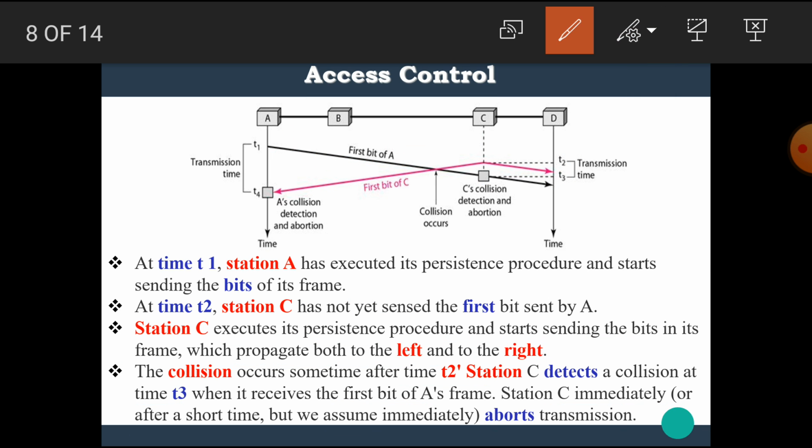Let's see once again. At t1, A transmits the data. At t2, C does not sense the first bit of A. Hence, C also transmits the data. But at t3, C senses the first bit of A. Hence, C finds the collision here and it aborts its transmission.